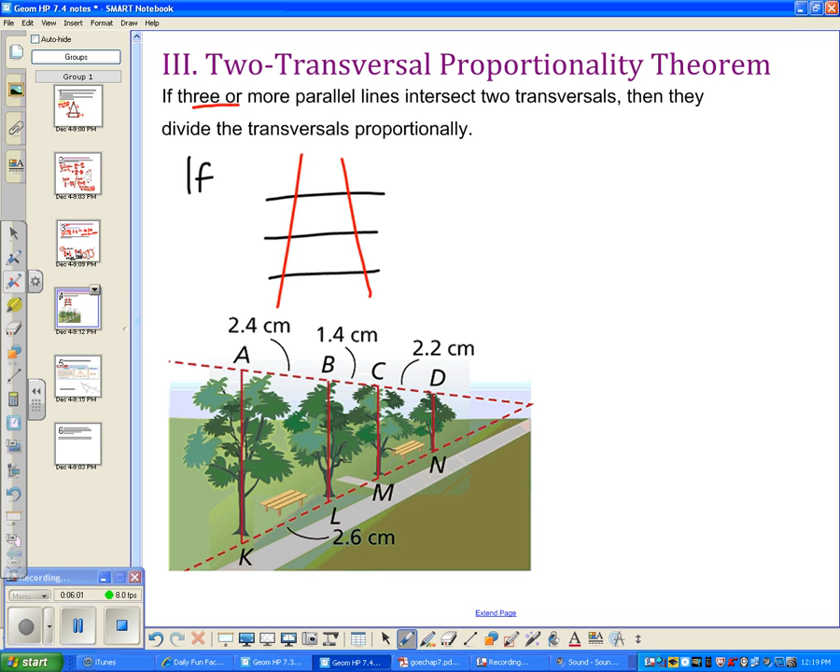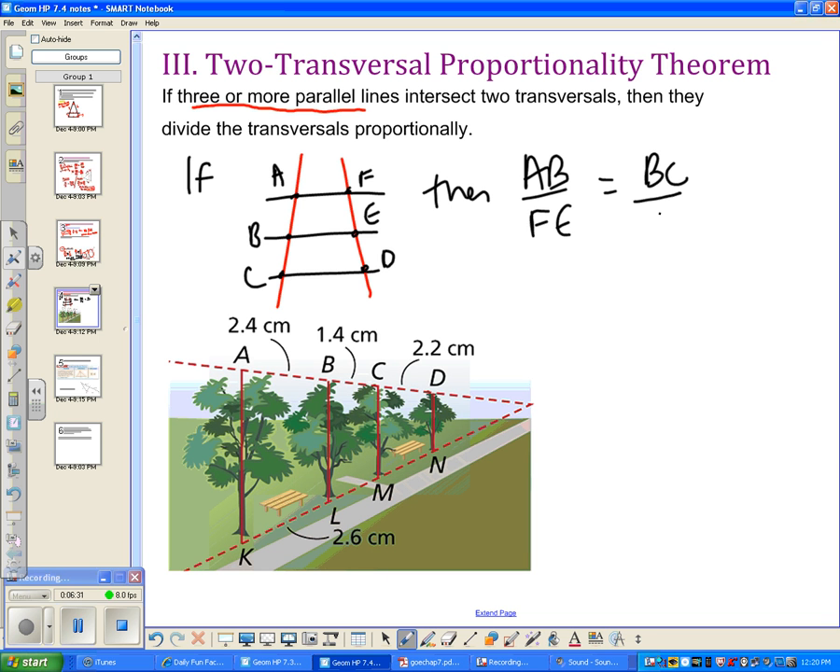If we have 3 or more parallel lines and we have 2 transversals, what's going to happen is they're going to be cut proportionally. So if I label this A, B, C, this is point C, this is point D, this is point E, and this is point F. That was point A. What's going to happen is that side length AB over, let's say, FE will be, so these two sides are going to be proportional to these two sides, BC over ED.